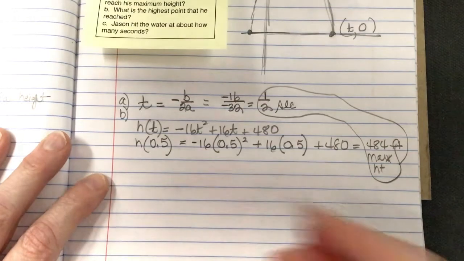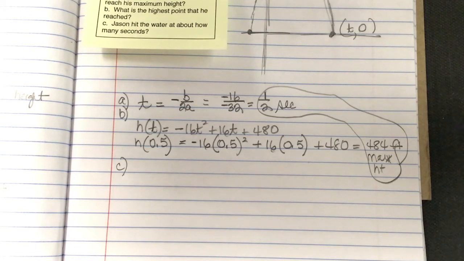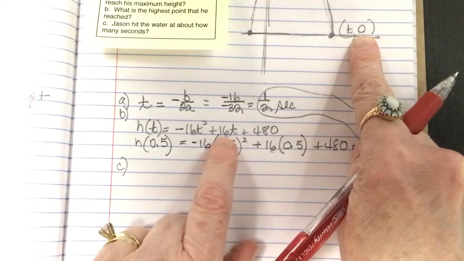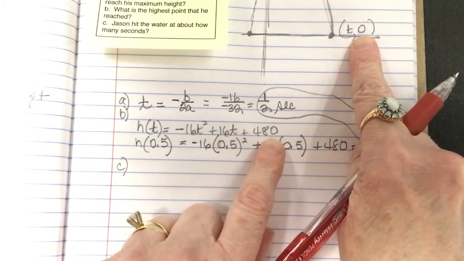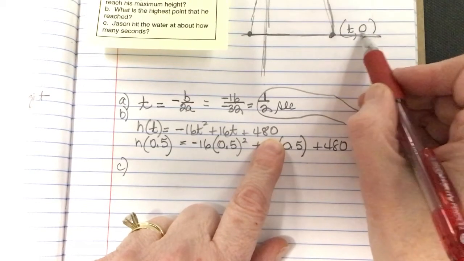And then C says, and then we're going to add a D here. I think I added a D last block. C says Jason hit the water at about how many seconds? Now, look at what you've got. You've got h of t is equal to negative 16 t squared plus 16t plus 480. Now, which one is this? What is 0? That's our what?